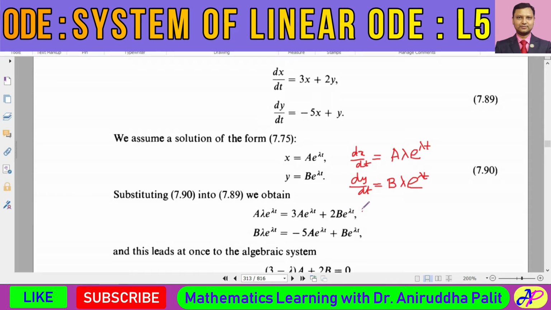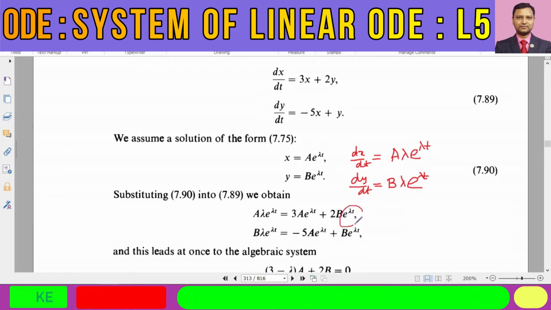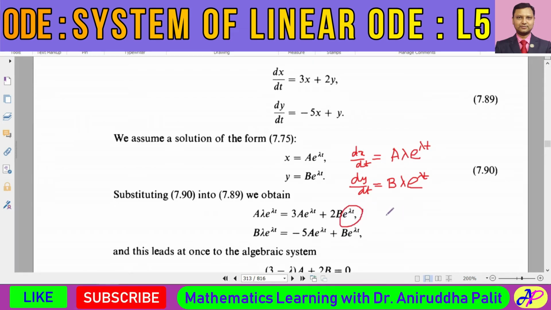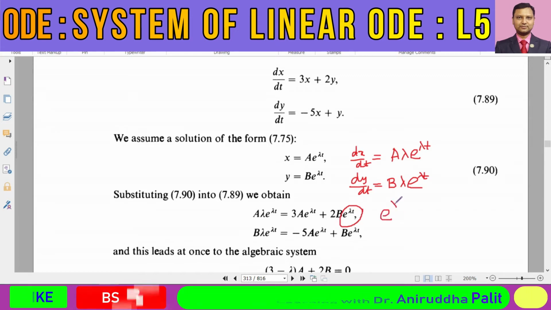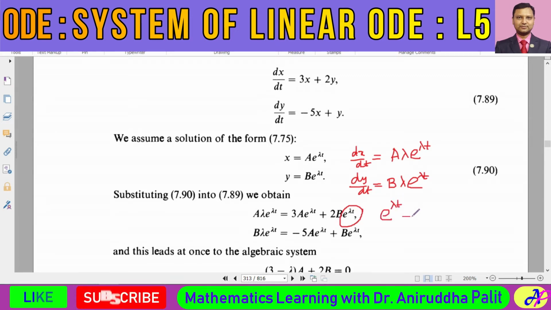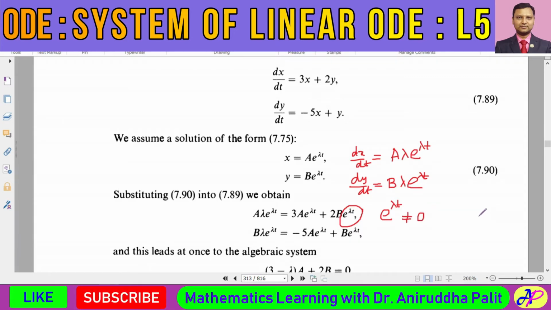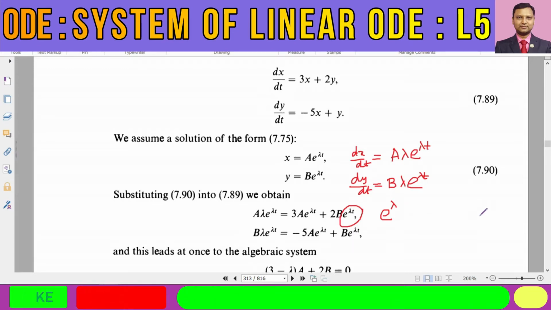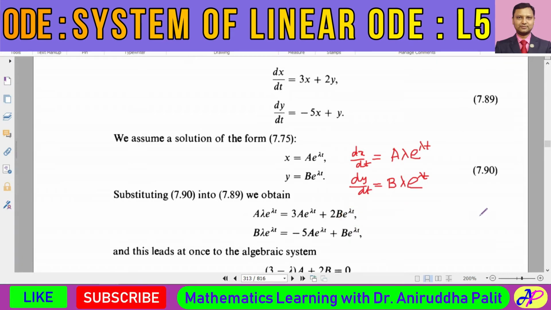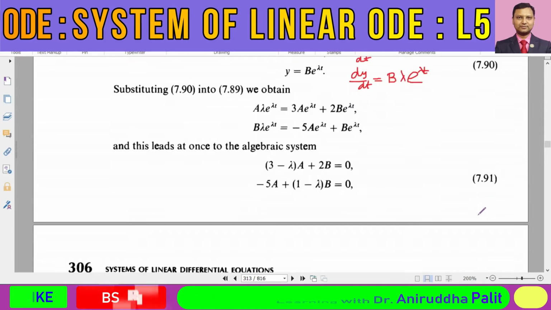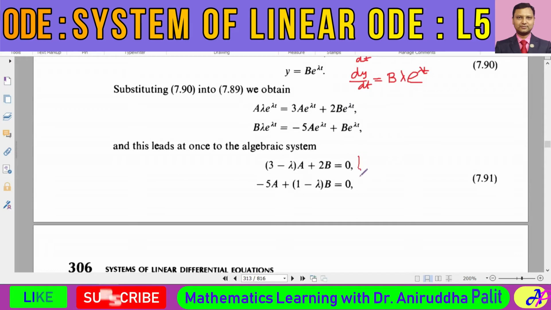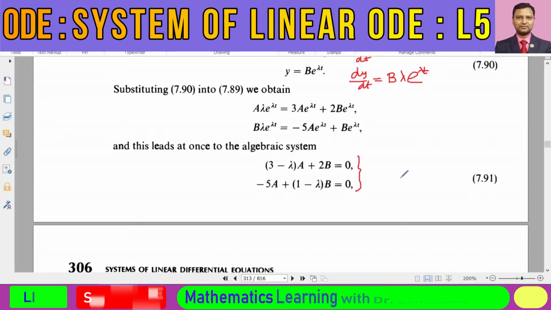Okay, so in this way we put these expressions and we can cancel this e to the power of lambda t, because for any finite value of lambda, e to the power of lambda t is not equal to 0. It is never equal to 0 for any finite value of lambda and t. Therefore, we can cancel this e to the power of lambda t from both sides, and ultimately, after cancellation, we get this kind of system involving two unknown quantities, capital A and capital B.